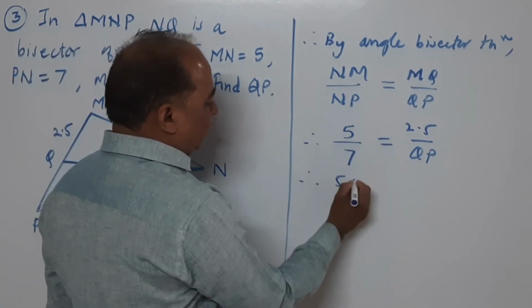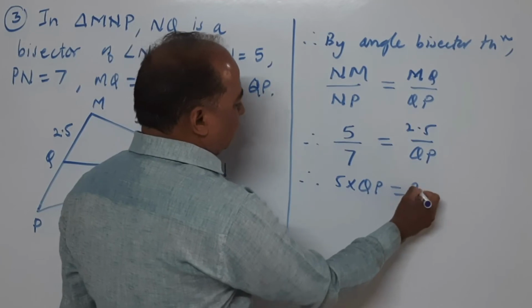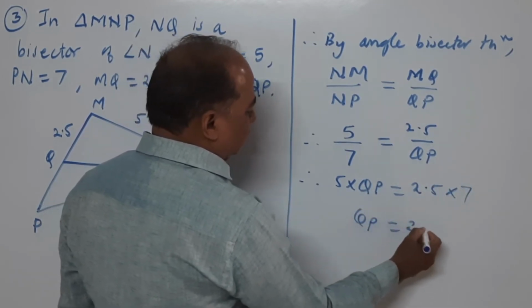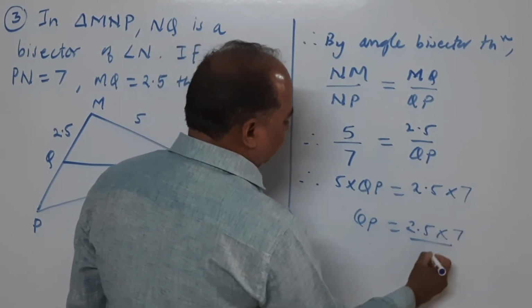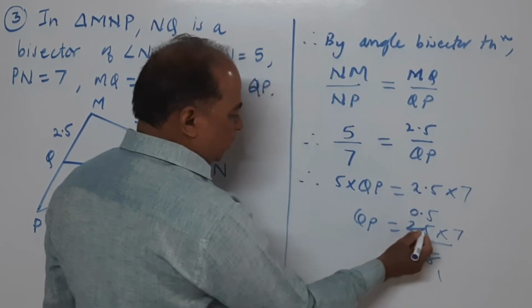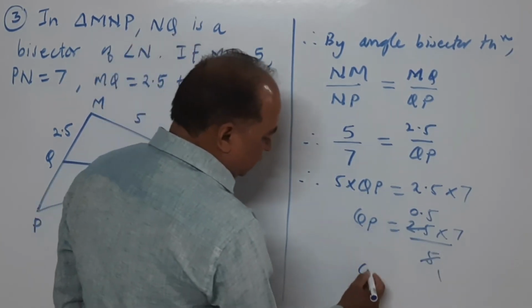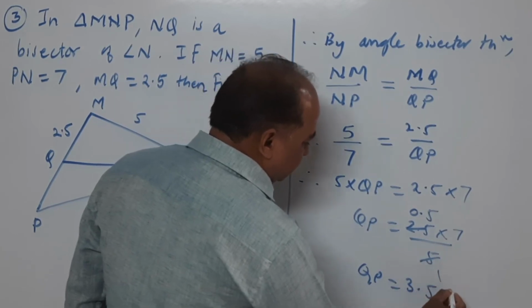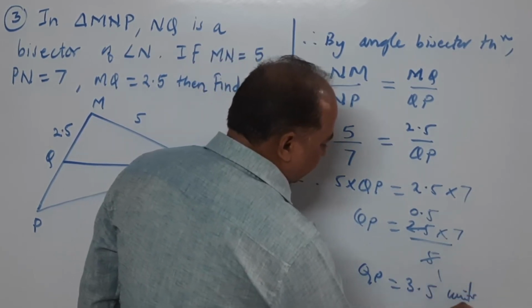Here 5 into QP is equal to 2.5 into 7. QP is equal to 2.5 into 7 upon 5. 5 0.5s are 2.5, so QP is equal to 0.5 into 7, which is 3.5 units.